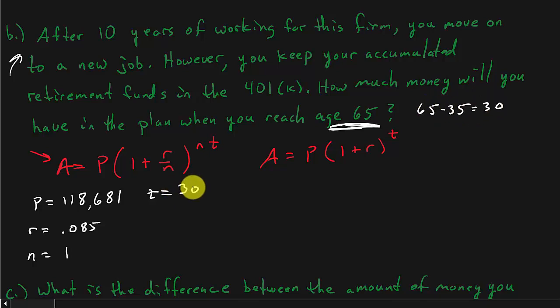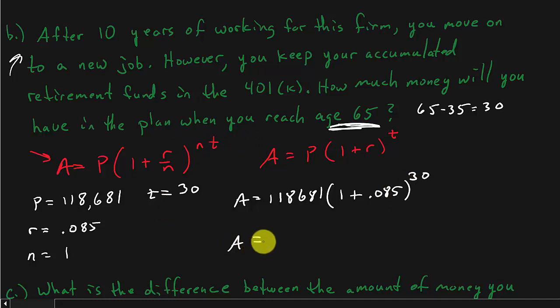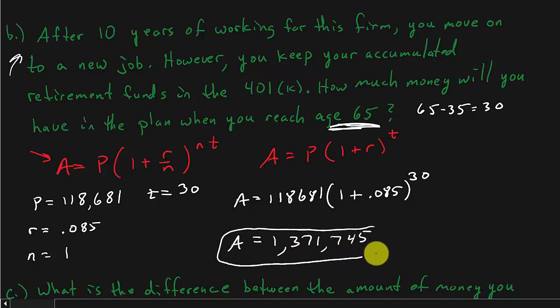And so now I plug everything in. So A is equal to the 118,681 times 1 plus R over N, which is just 0.085, to the N times T, which is 30. And so A is equal to 1,371,745. All right, so there's that answer.